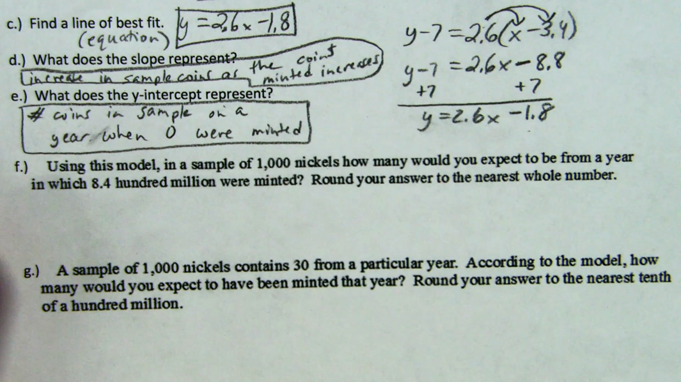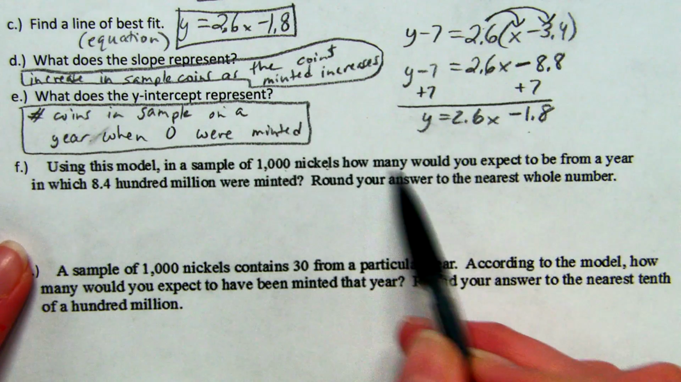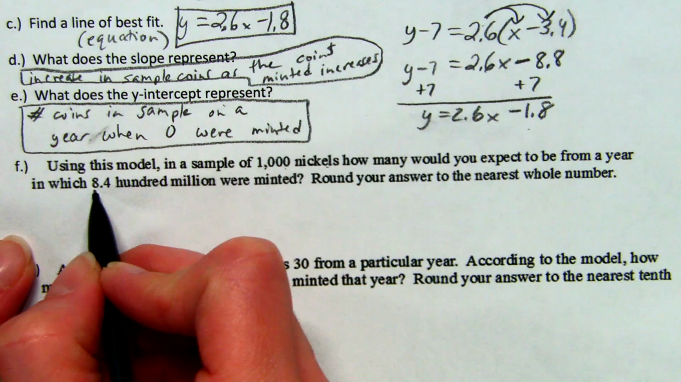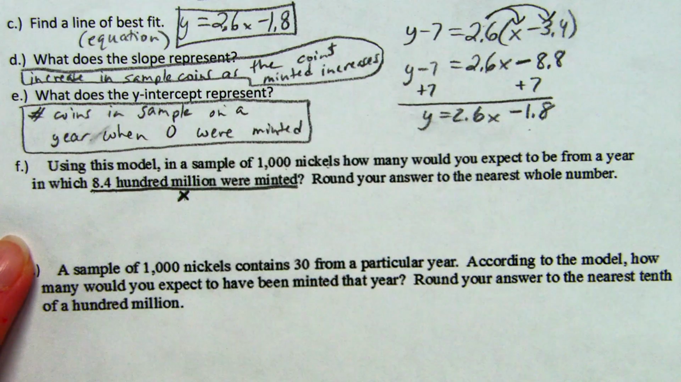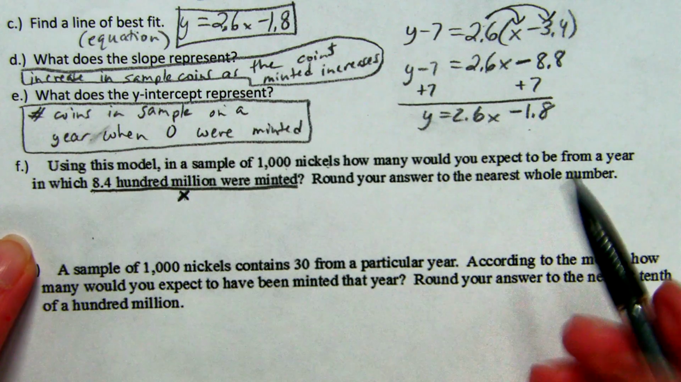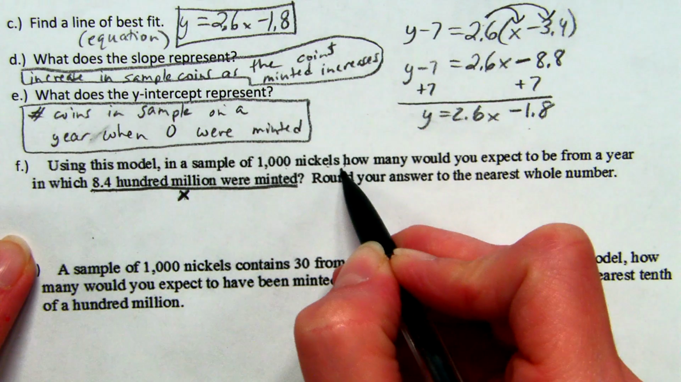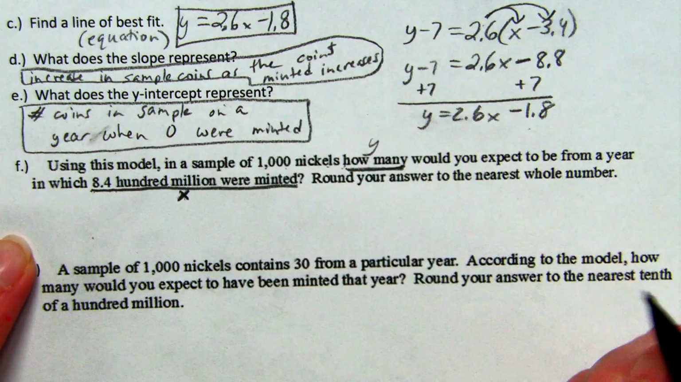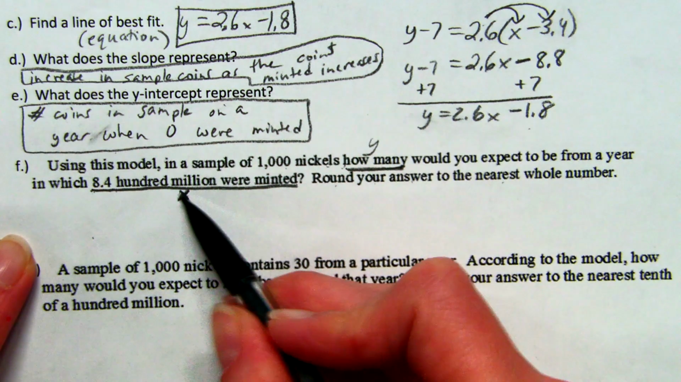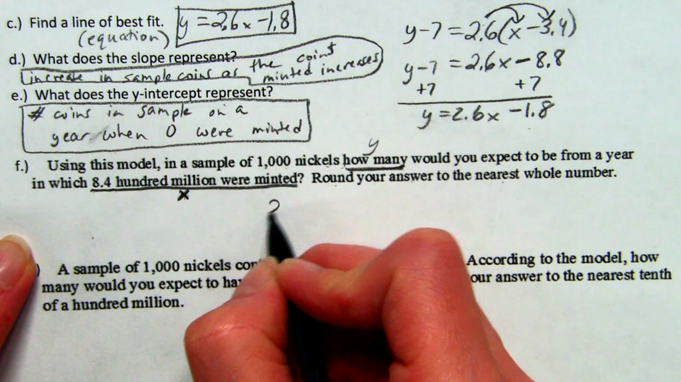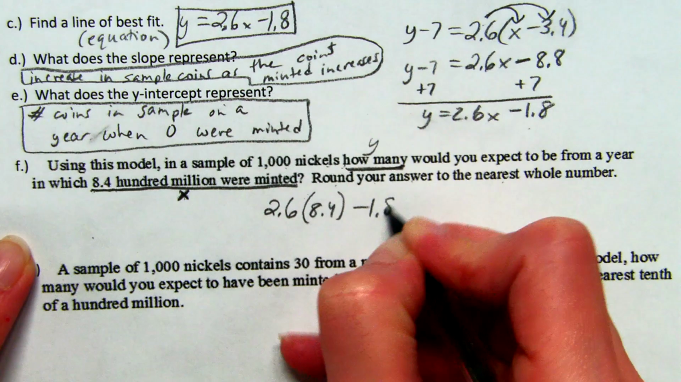Okay, on F, using this model in a sample of 1,000 nickels, just like Rob had, how many would you expect to be from a year in which 8.4 million were minted? So this is an X value, the way that we set up our table and our graph. And they're wanting us to look and see how many would be in the sample, which is y. And then we're going to round your answer to the nearest whole number. So we're going to take this equation, and they're giving us an x value, so we can just put that in. So 2.6 times 8.4 minus 1.8.